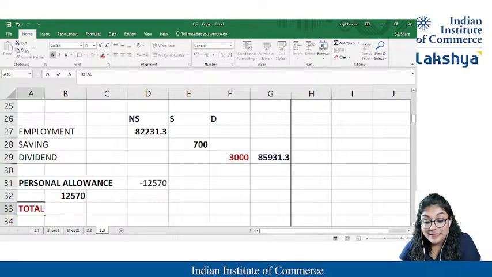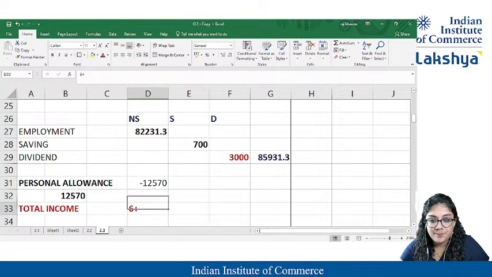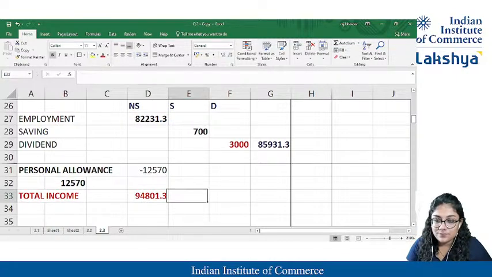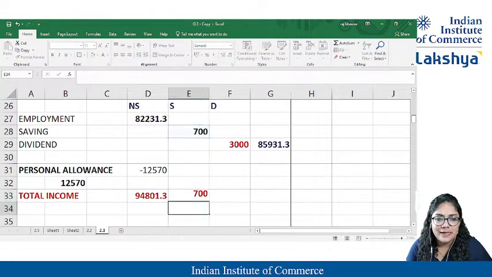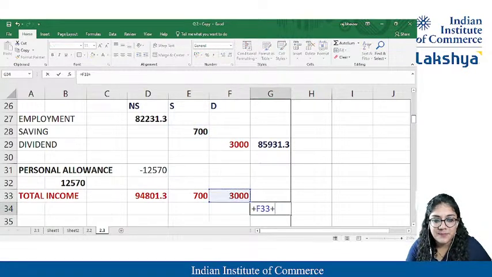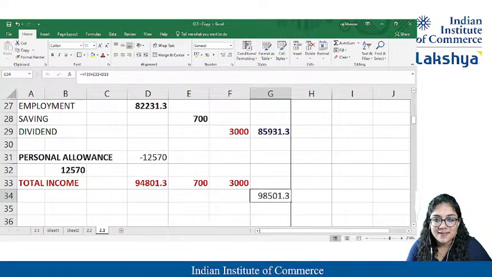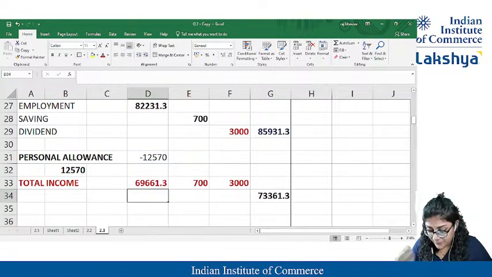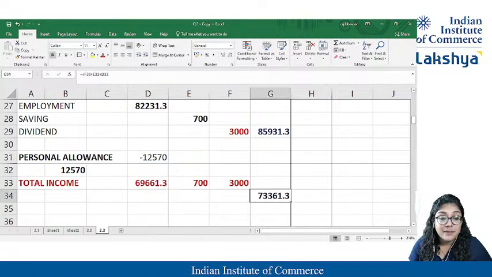I hope you are getting the things, yeah? My total income over here is going to be this minus this. In this, I don't have any deduction, so it will be the same, and I'll get the total value. Are you getting the things? I think everybody got this value.